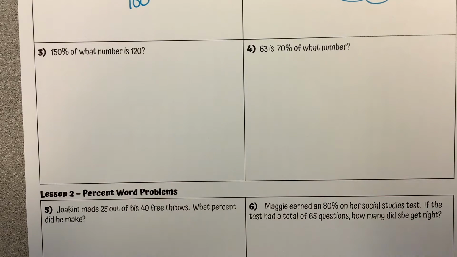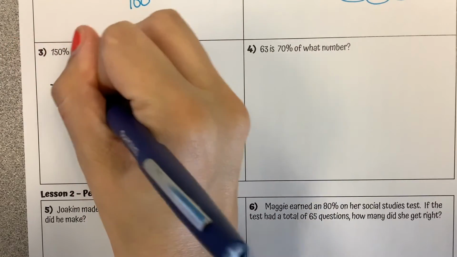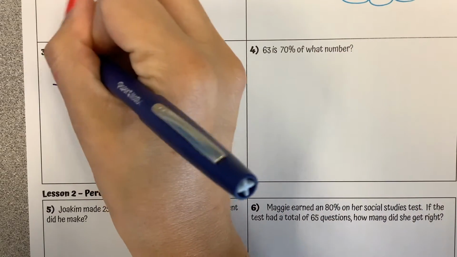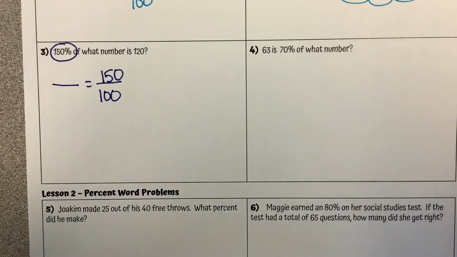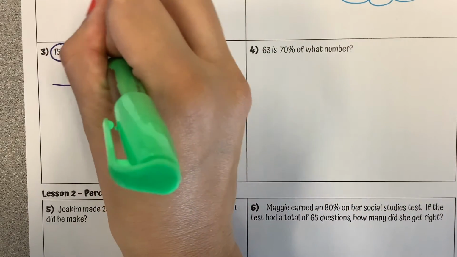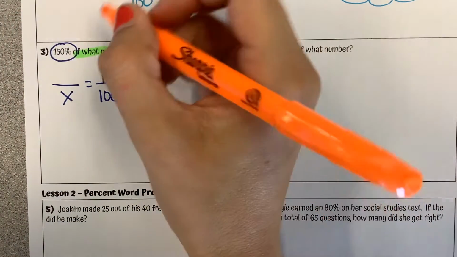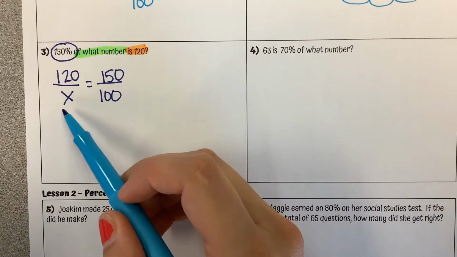All right, number 3. 150% of what number is 120? So, fill out our blank proportion. Look for the percent. I see the percentage here, 150. Looking for the word of and what comes after it, it says of what number? That's telling me that we don't know the whole. And then the keyword is 120. Tells me that 120 is the part. So we are solving for the whole.